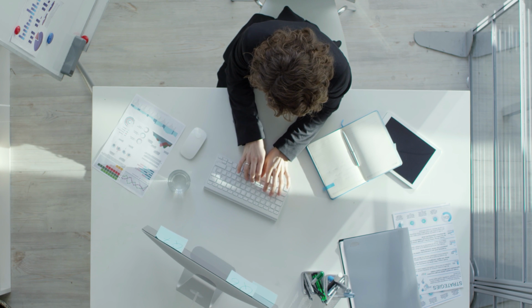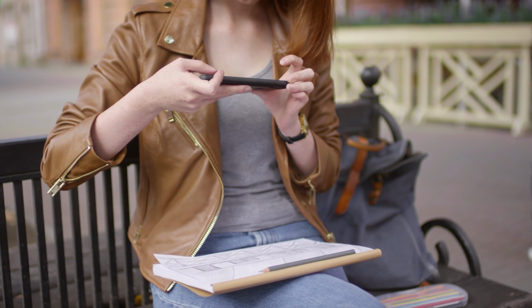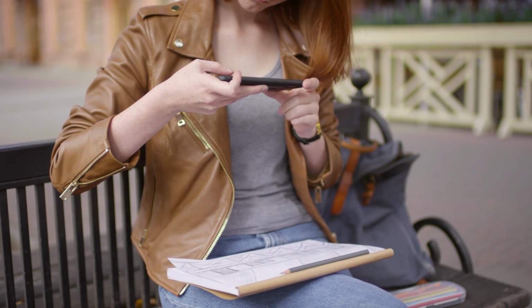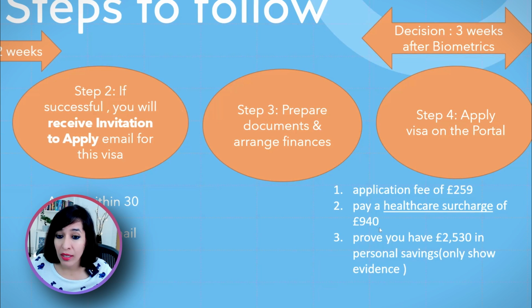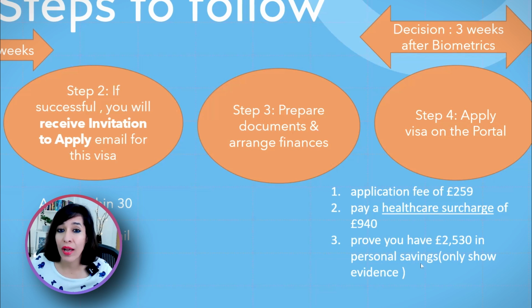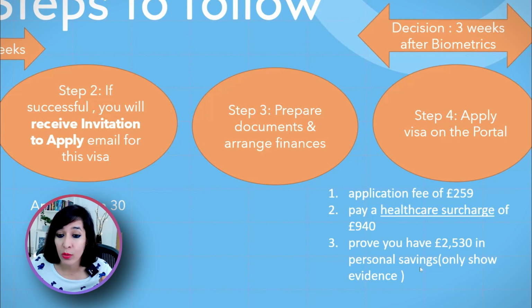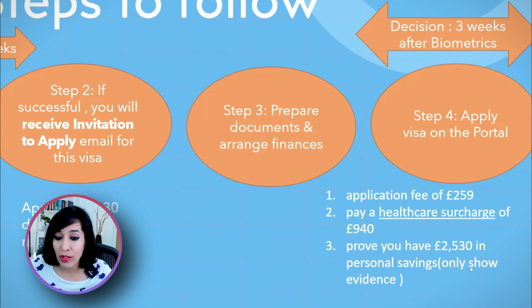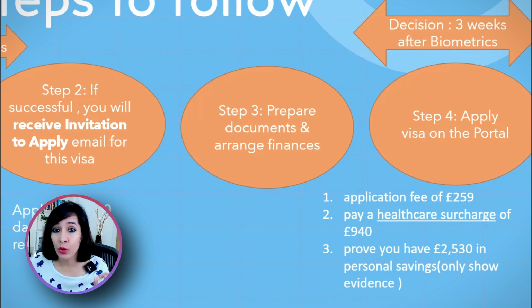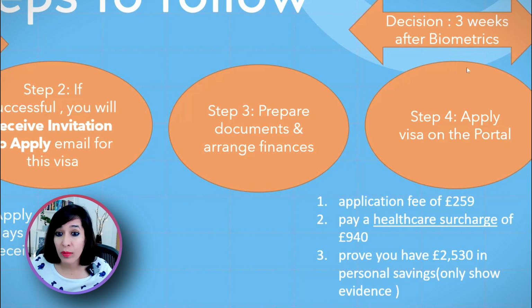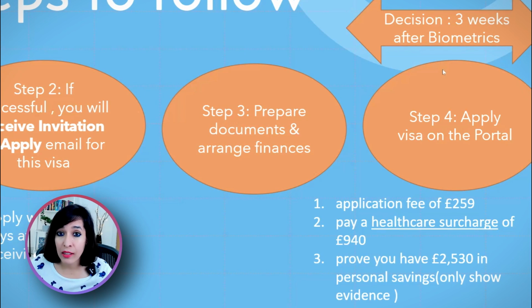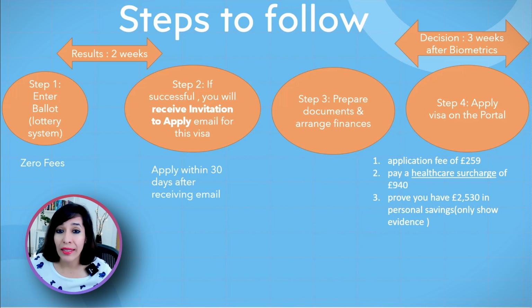So if you're eligible and successful, make sure you start preparing your documents and arrange your finances, because for step 4, you will need some money. Your application fee will be £259 and your healthcare surcharge will be £940. And then you will have to show evidence that you have enough money to support yourself when you are in the UK, which is £2,530. Remember, you don't have to pay this money. You just need to show that in your account. And after your biometrics, the decision will be made within 3 weeks, unless the Home Office needs to reach out to you to gather more clarification on the documents that you have submitted.